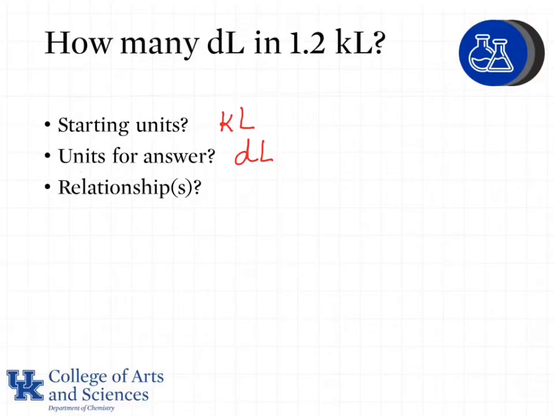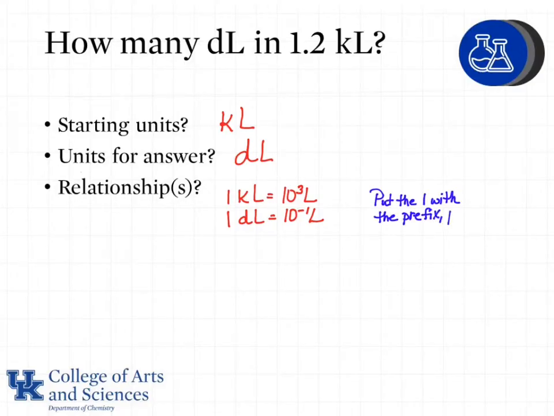And you'll find that many dimensional analysis problems take more than one step to solve. So first we need to look at our relationships with kiloliters and deciliters. We're going to start with the kiloliters, and we see that 1 kiloliter equals 10 to the third liters. I put the 1 with the prefix, and I put the meaning of kilo, which is 10 to the third, with the base unit of liters. Next, I do something similar with deciliters. So 1 deciliter equals 10 to the minus 1 liters. I put the 1 with the prefix, and I put the meaning of deci with the base unit of liters. Remember our rule, put the 1 with the prefix, put the meaning with the base.